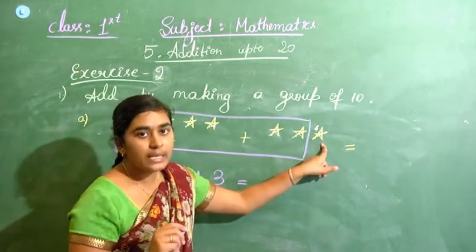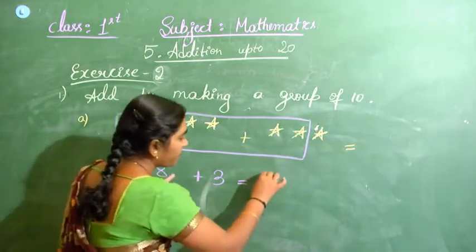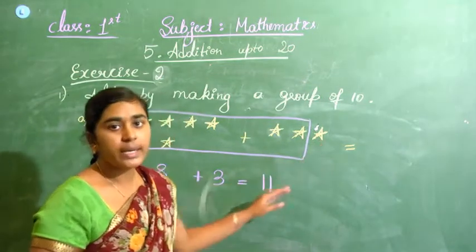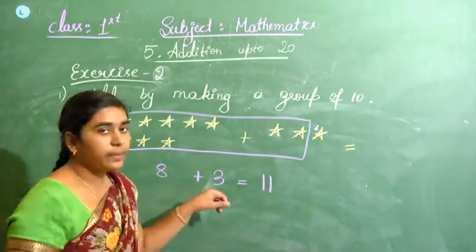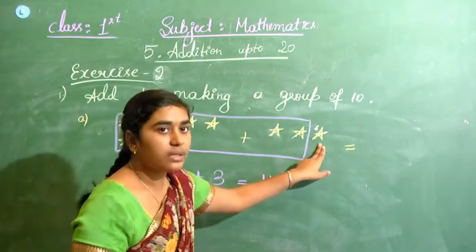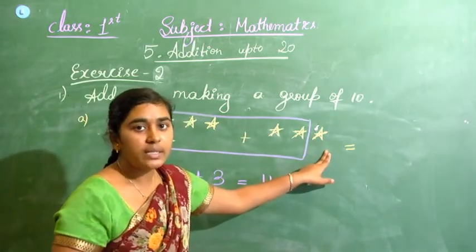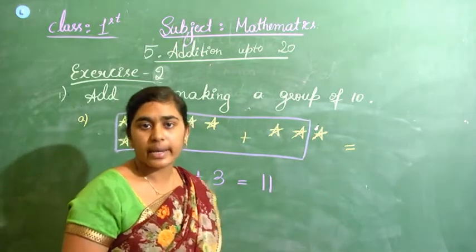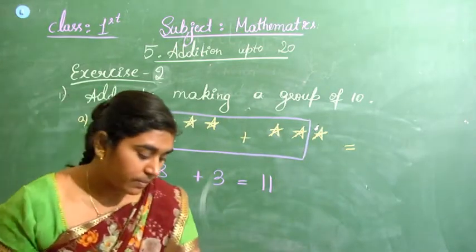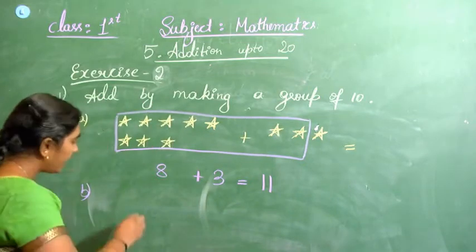So 10 plus 1 is 11. 10 plus 1 is 11. Instead of 8 plus 3, you are making a bundle of 10, and how much is remaining? That number is added to the number 10, right? And the second one is 4 plus 8.